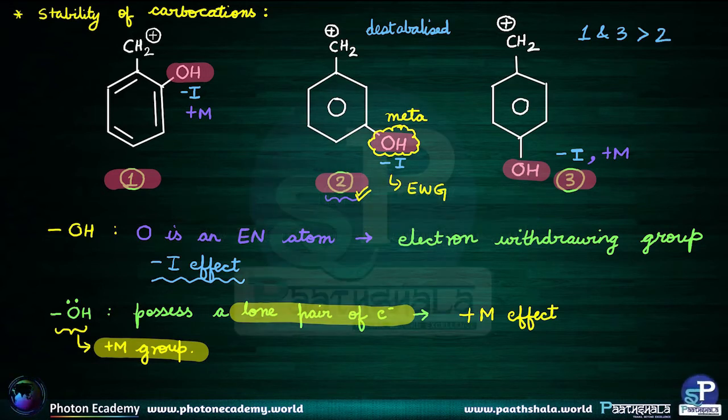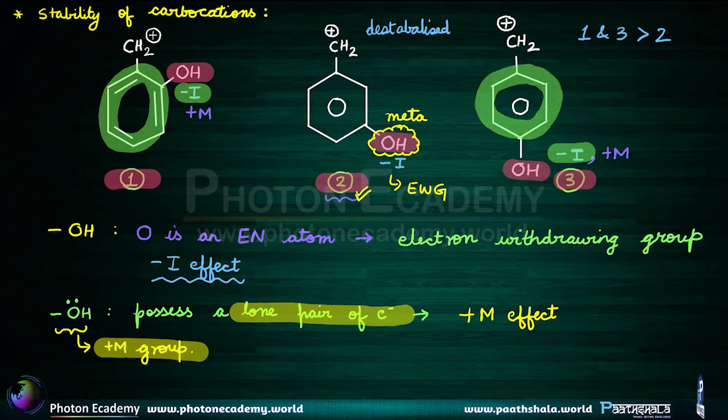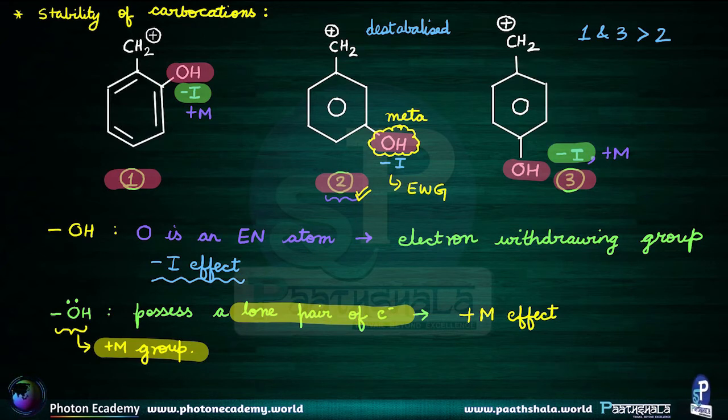Now the first and the third differ only in the case of minus I, because plus M has the same effect wherever we put it, because resonance is a phenomenon which travels throughout the body of the species. So we have resonance in the whole species. So we cannot classify them on the basis of resonance or the plus M effect. But then again, we have the minus I effect, which will help us in distinguishing between these two.